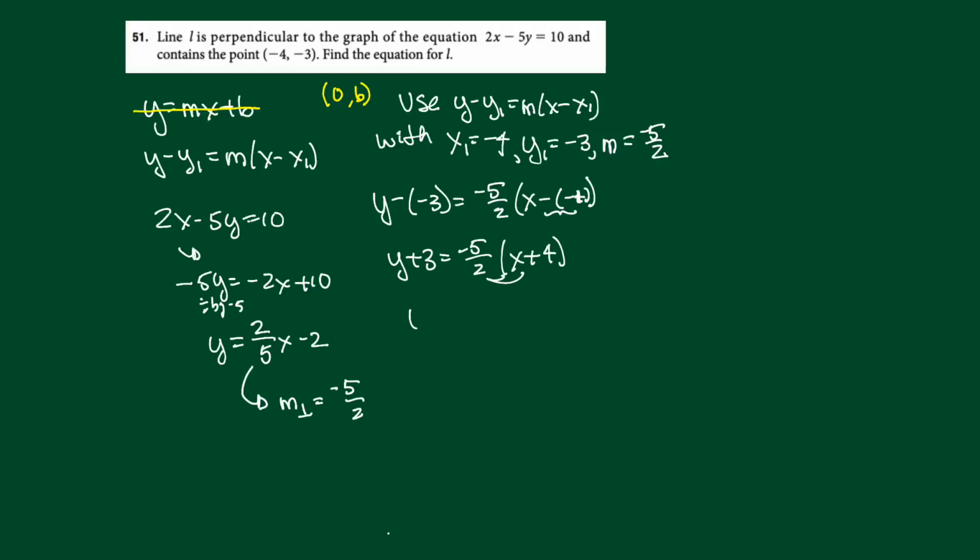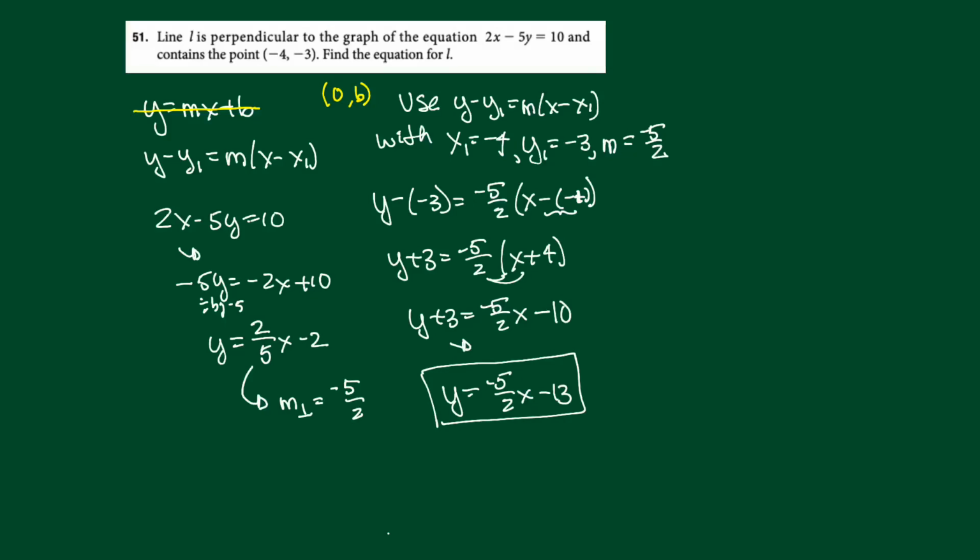Let's multiply in. We'll get y plus 3 equals -5/2 x. And now, negative times positive is negative. And you might think of it a couple of ways. Here's one way: 5 times 4 is 20, 20 divided by 2 is 10. Or 2 into 4 is 2, times 5 is 10. Either way, you get a 10. We're almost there. Subtract 3. So we get y equals -5/2 x minus 13. That's the equation we're looking for.